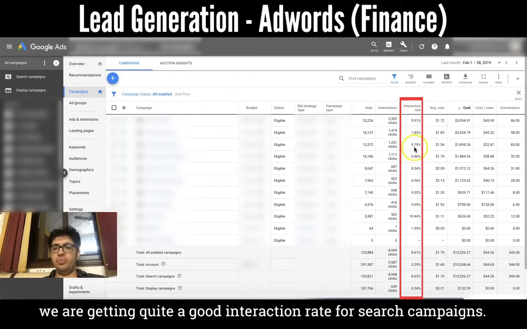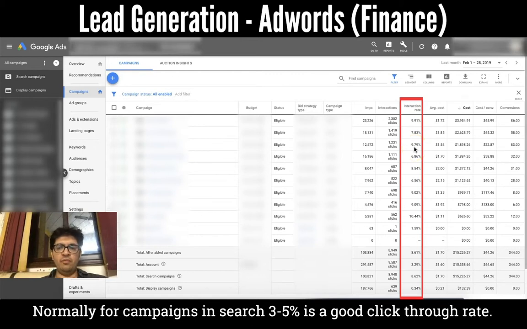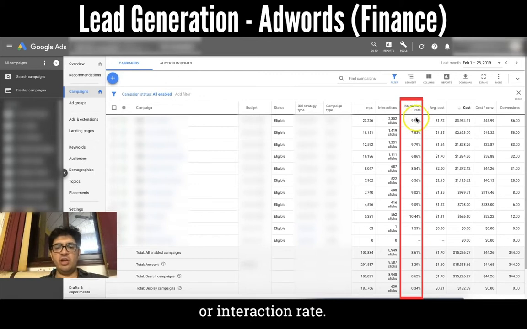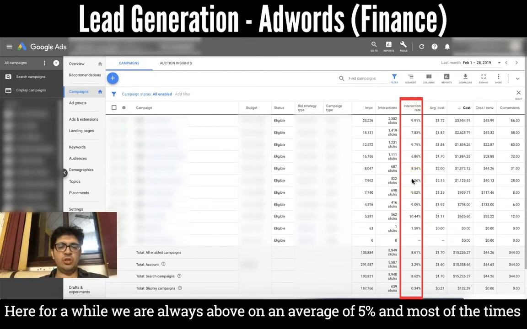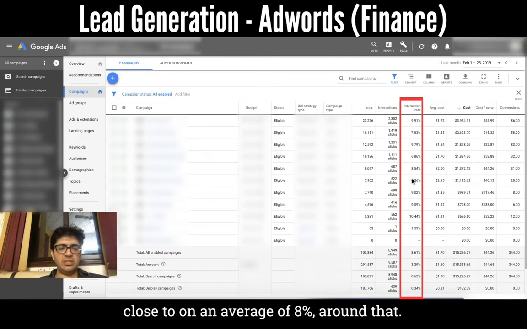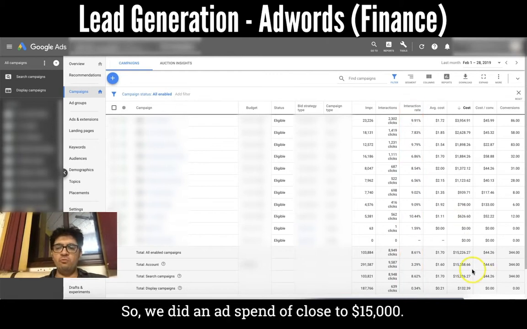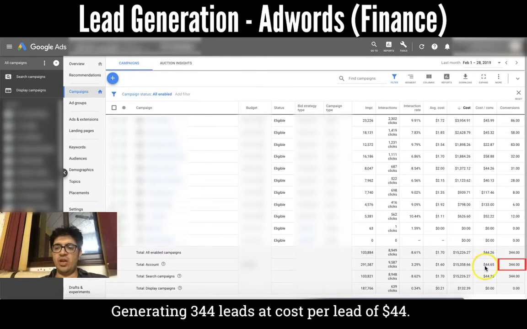Normally for campaigns in search, 3 to 5% is a good click-through rate or interaction rate. Here, we are on average always above 5, and most of the time close to 8%, around that. So we did an ad spend of close to $15,000, generating 344 leads at a cost per lead of $44.